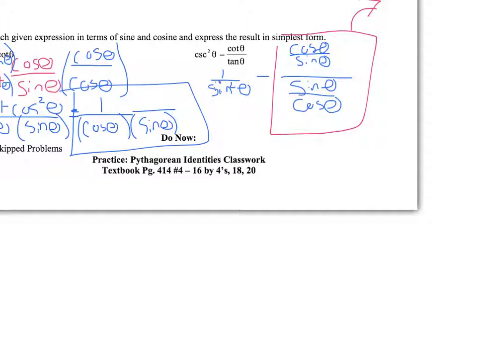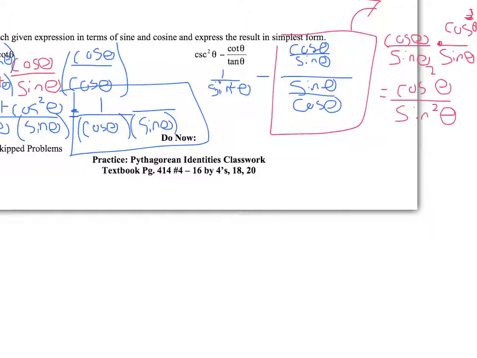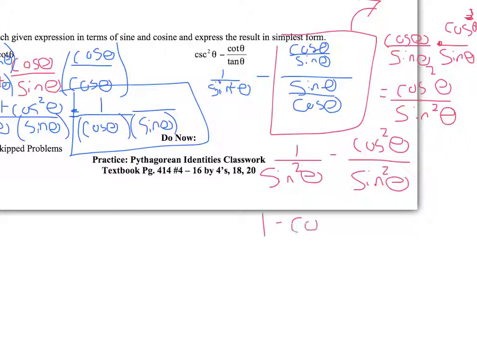Moving that second piece over to make it a little bit easier, I'm going to do a state change flip. So keep the first, change division to multiplication, and flip the second. Cos theta over sine theta. So this is the same as cos squared theta over sine squared theta. So I have 1 over sine squared theta minus cos squared theta over sine squared theta. Denominators are the same, so I can combine it. It's going to be 1 minus cos squared theta over sine squared theta.